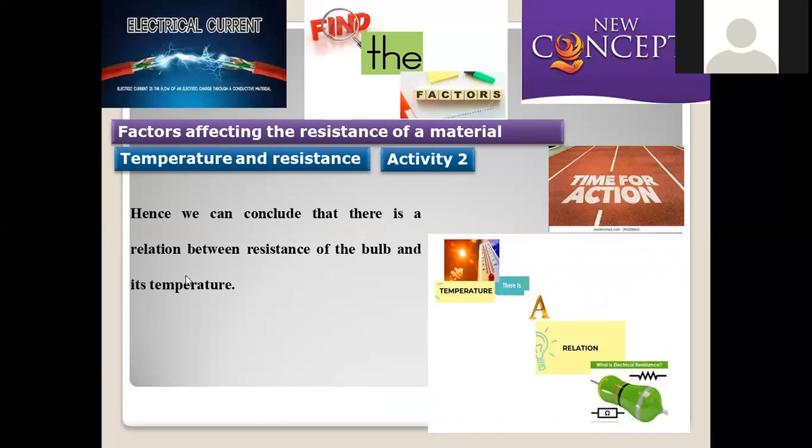Hence, we can conclude that there is a relation between the resistance of the bulb and the temperature. What kind of relation can you find? Temperature is directly proportional to the resistance. As the temperature rises, the resistance of the material also increases. Correspondingly, the conducting nature of that material gets decreased.